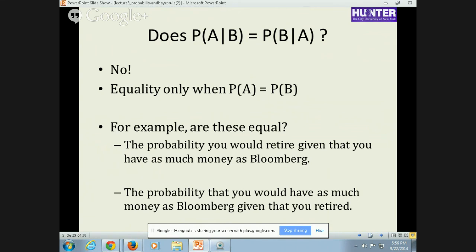What's the probability that you would retire given that you have as much money as Bloomberg? I don't know, for many people that might be high. But what's the probability that you would have as much money as Bloomberg given that you retired? That's probably low. So they're different things.